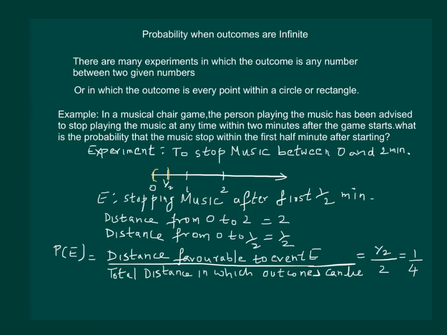Hence, we have extended the idea of finding the probability as the ratio of the favorable distance to the total distance. Similarly, in case of a rectangle or a circle, we can extend the idea to the ratio of area to the total area.